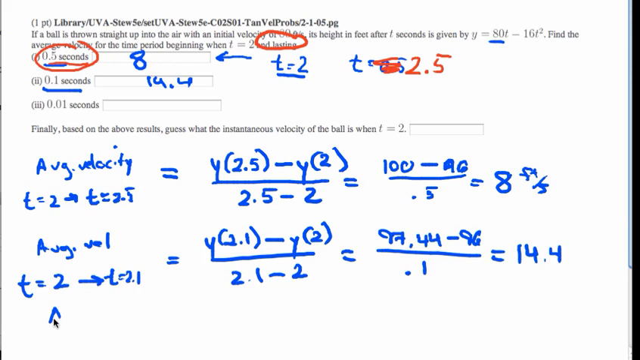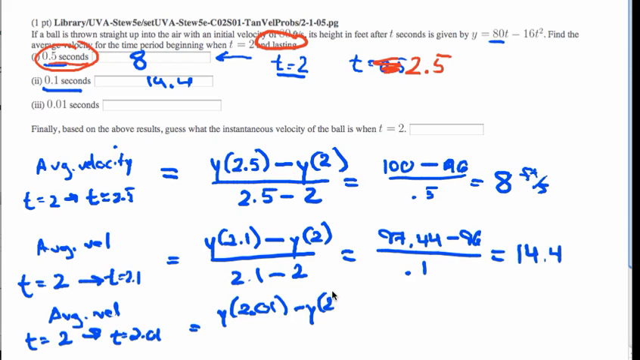But let's finish this off here. So what's the average velocity for the last blank? Well, again, we're starting at time equals 2, and the interval is lasting for 0.01 seconds. So that would end at time equals 2.01. All right, the same calculation, the average velocity is the change in position, and that's this difference, divided by the change in time, and that's this difference.